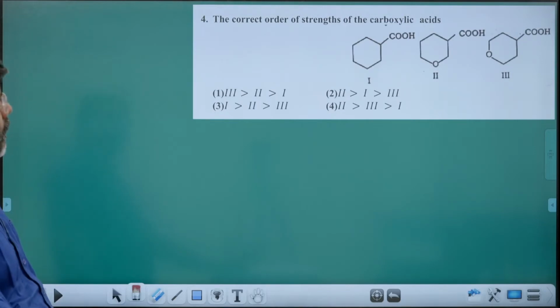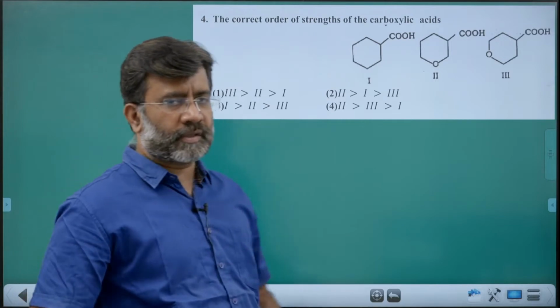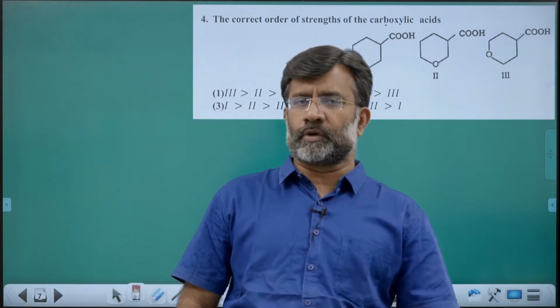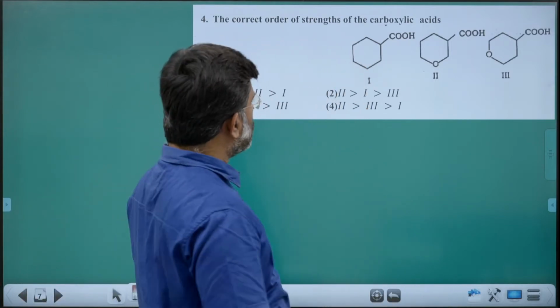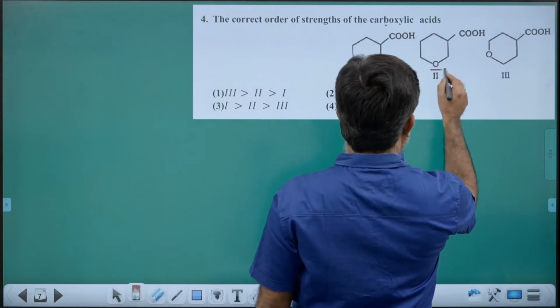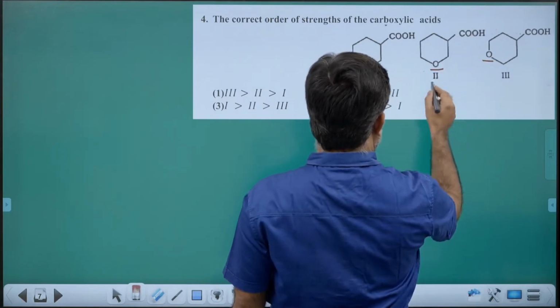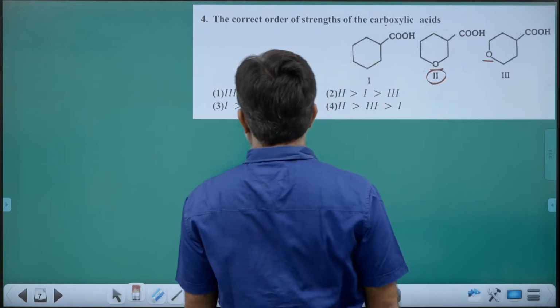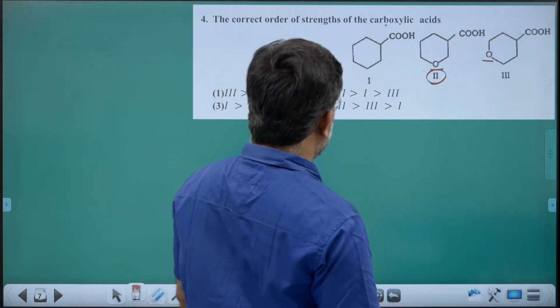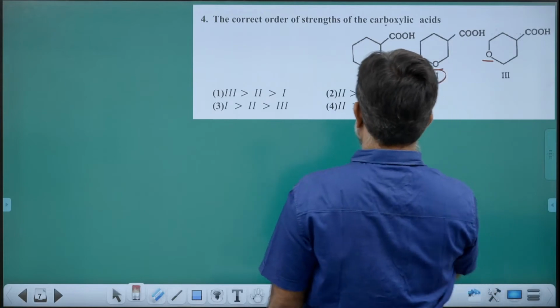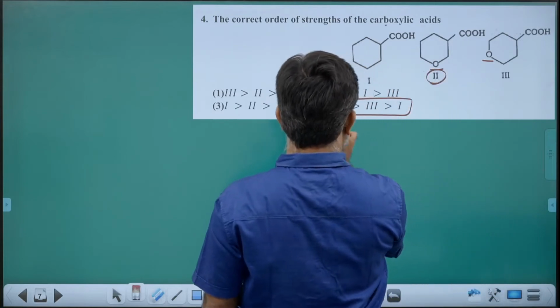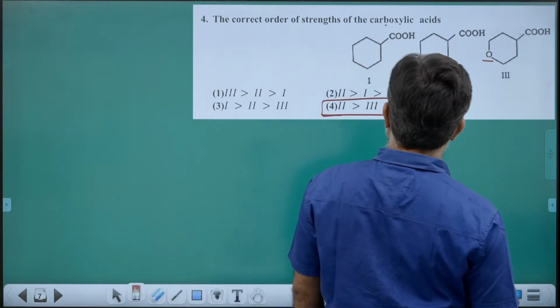Correct order of carboxylic acid strength. You know, acid strength is governed by electron withdrawing group. Here, oxygen in the ring can act as an electron withdrawing group and is at a nearby position here, and that is the most acidic. 2 is most acidic. And after 2 it will be 3, and the correct answer is fourth choice. 2 maximum, then 3, then 1.